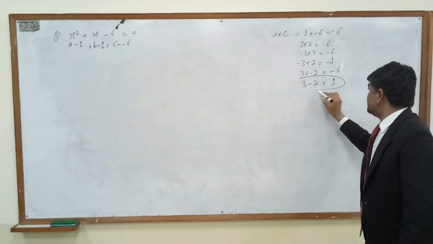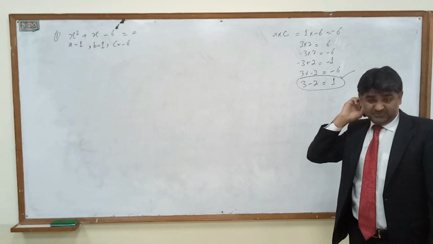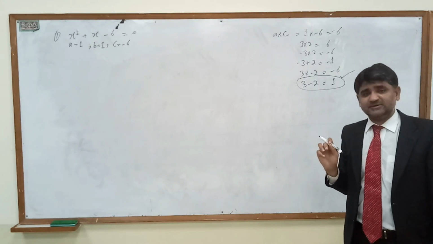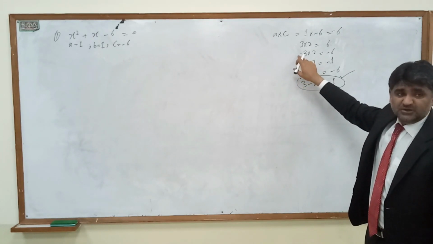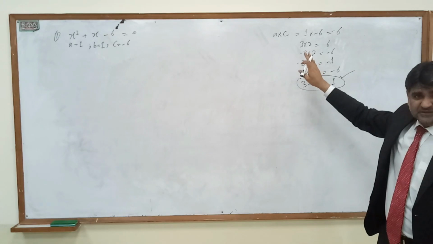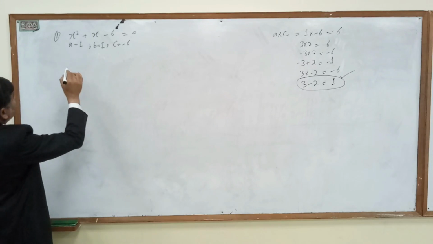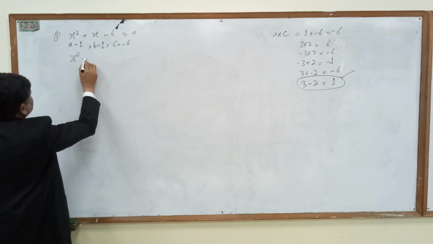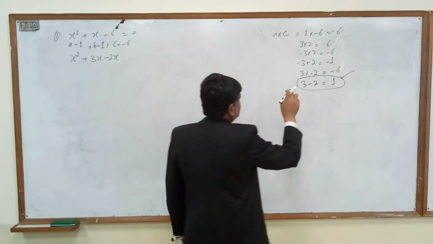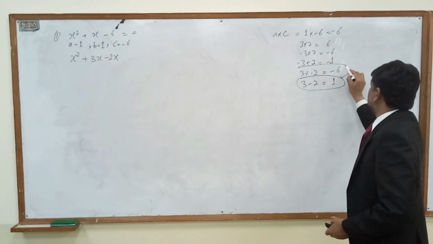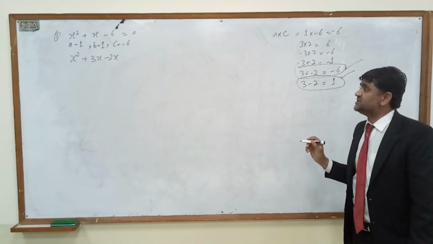So that is the pair which can be utilized in our question, because we require 1 here. If we require minus 1, then the other is more suitable. Concept clear? Yes. Steps clear? Yes. So we write the factors here: x square plus 3x minus 2x. This pair is fulfilling our requirement or condition.